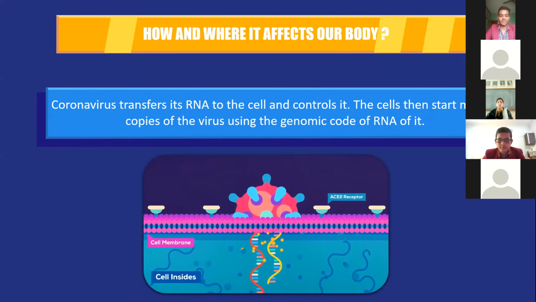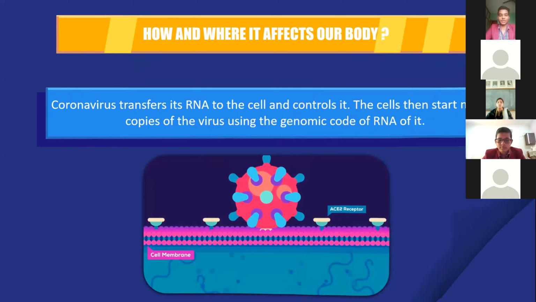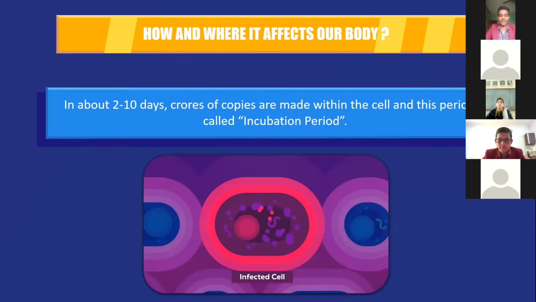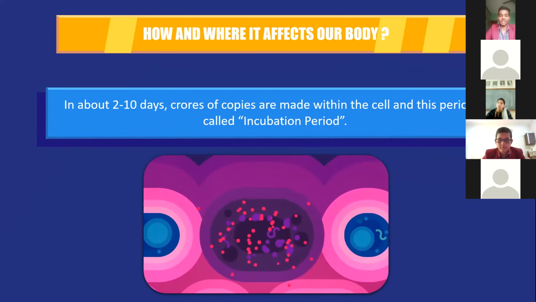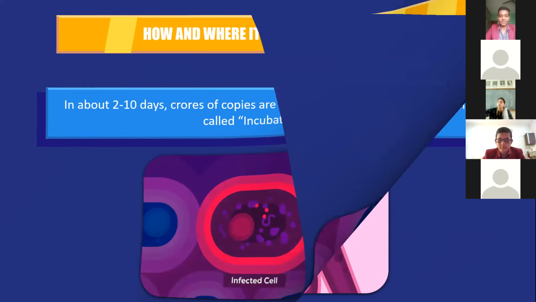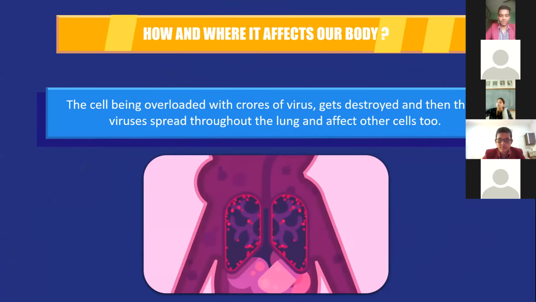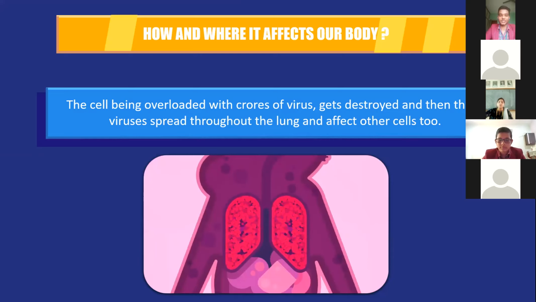Now it orders the cell to produce its copies using the genomic code of its RNA. In about 2 to 10 days, crores of copies of the virus are made within the cell, and this time period is what we call incubation period. Then, as you can see in the video, the cell explodes, being overloaded with crores of viruses, and the virus spreads throughout the lungs, affecting other cells too.